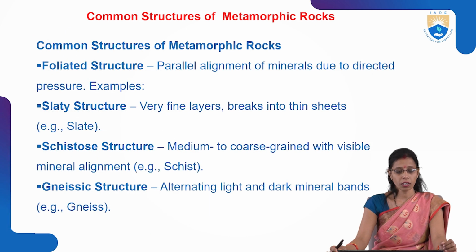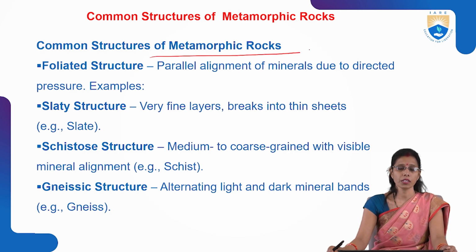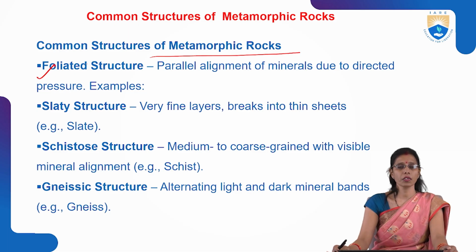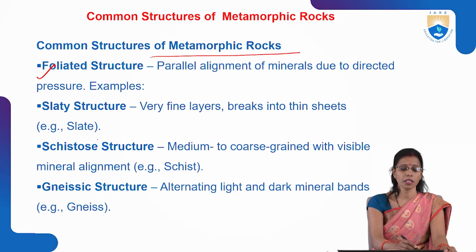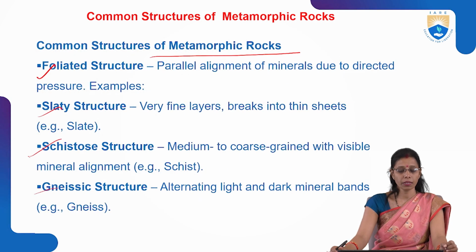Now we have the common structures of metamorphic rocks. What are the common structures formed at the time of formation? The first one is the foliated structure, then the slaty structure, then the schistose structure, and the gneissic structure. All these kinds of structures are formed at the time of metamorphism.